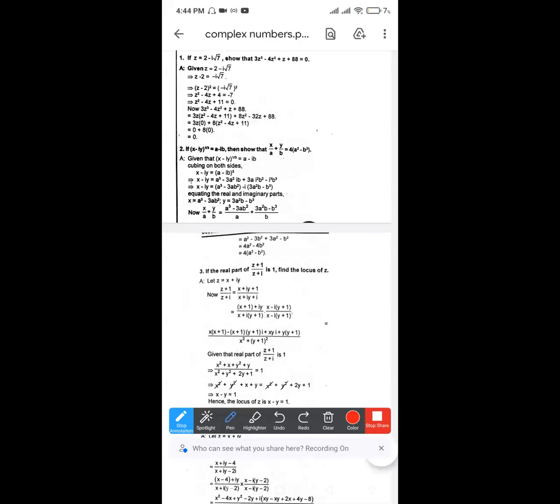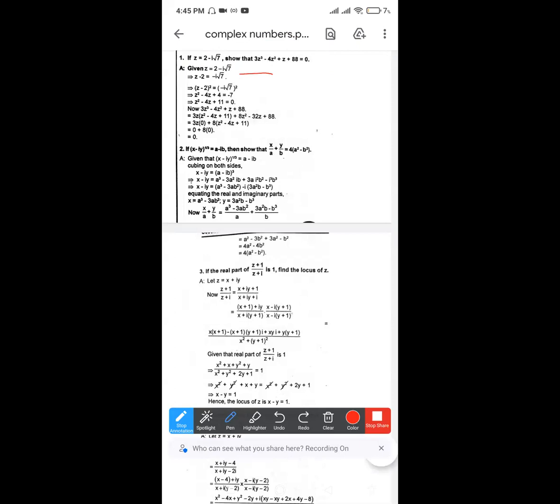So question number 1, second level SAQs. In the first question, they gave us z is equal to 2 minus i root 7, a complex number. Show that 3z cube minus 4z square plus z plus 88 is equal to 0. So what is given to us? z is equal to 2 minus i root 7 is given to us.